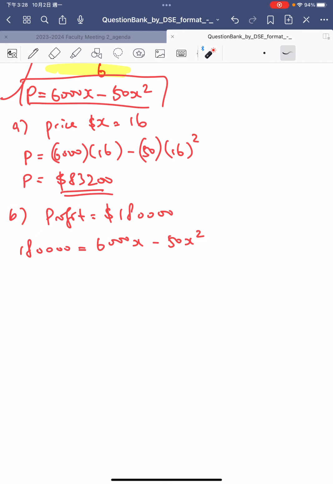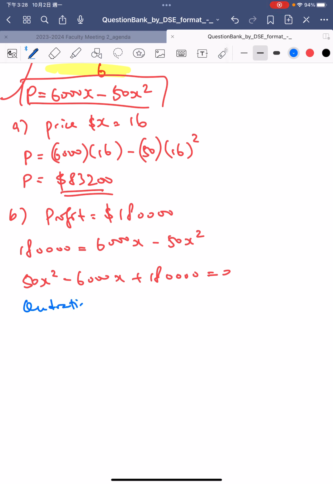So you can see that we have something squared and something else, but we don't have a constant. So we can move the whole thing to the same side. Then we have 50x squared minus 6,000x plus 180,000 is equal to 0. This is a quadratic equation. Every time you solve a quadratic equation, you can just use our formula 01, so take out your calculator, then press formula 01.